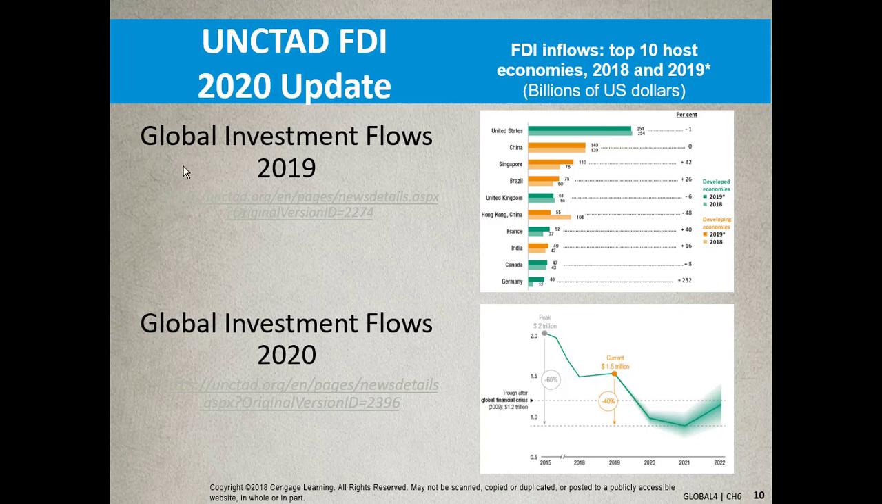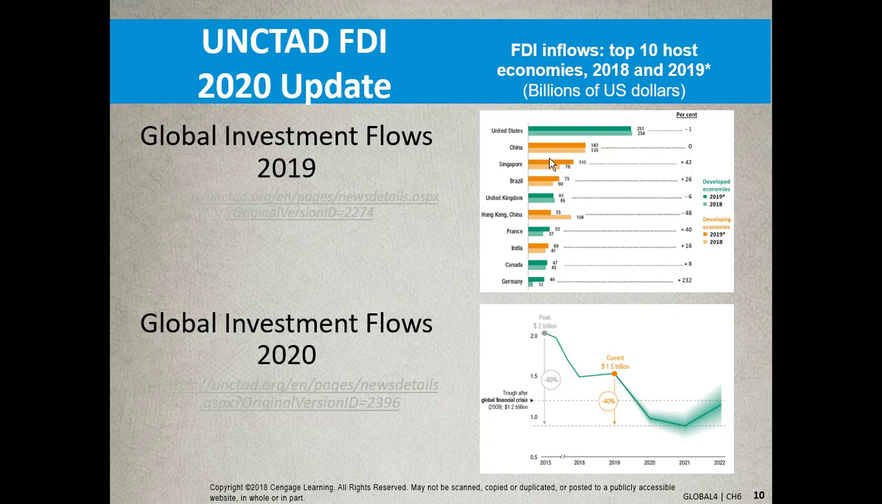First, let's look at global investment flows from 2019. The top 10 host economies, 2018 and 2019, in billions of dollars: USA, right? Still number one. Notice though, a tiny little drop there from 18 to 19, a 1% drop, but still number one. China is on par. Look at that. From year to year, FDI inflow into China has not changed. Singapore is yielding, in fact, I believe the second biggest growth here.